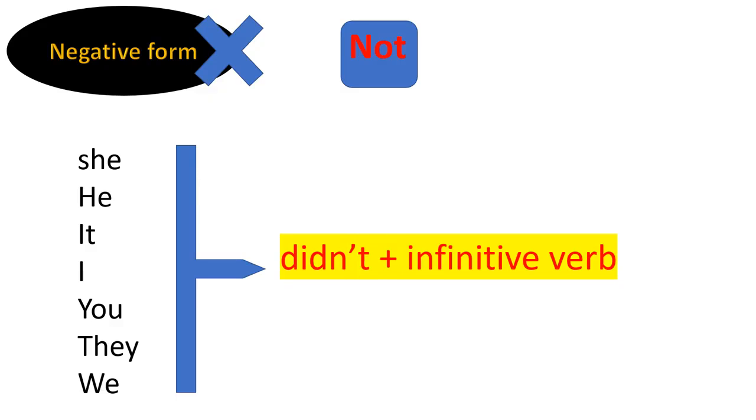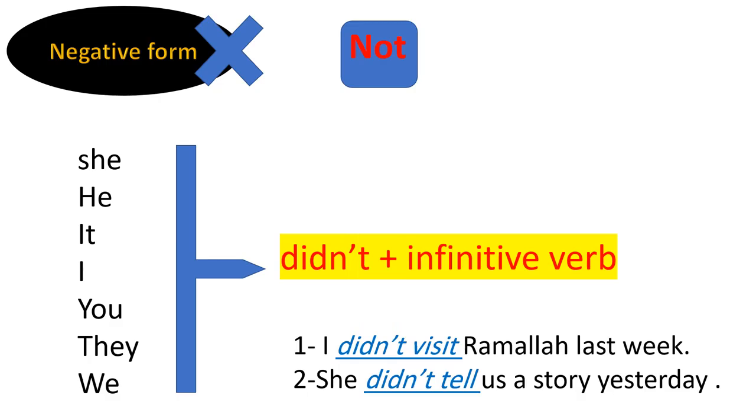Let us see some examples. Number 1. I didn't visit Ramallah last week. So we use didn't plus infinitive verb. Didn't visit. This is negative statement in simple past. Number 2. She didn't tell us a story yesterday. Here we have a keyword. Yesterday. We know that we must use simple past. And in this sentence we use negative simple past. We use didn't plus infinitive verb. Didn't tell.